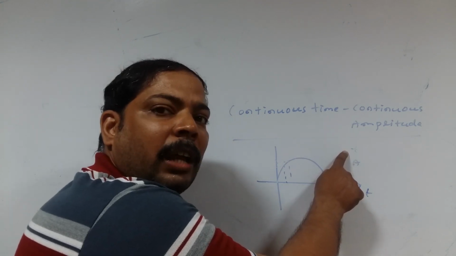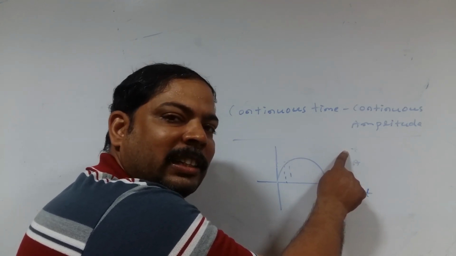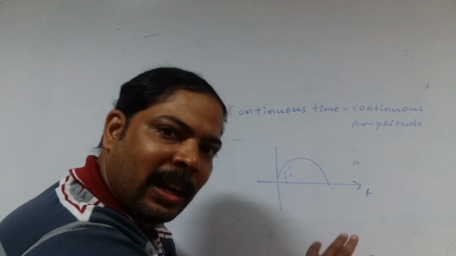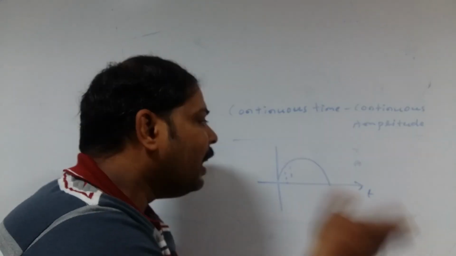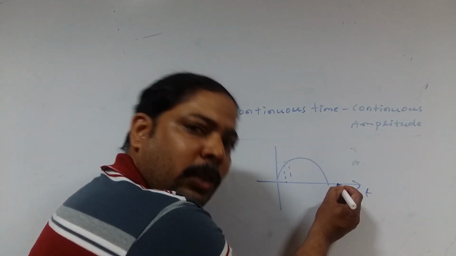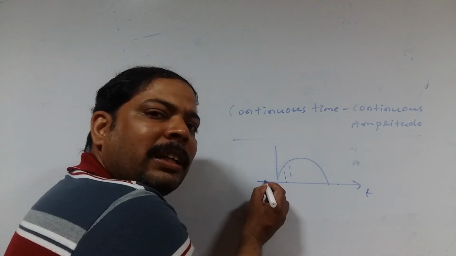Whatever the set you have taken for time, all the time points you have put within that set. And for this signal, all amplitude values are there, all time values are there. That means if the value is not there, we are saying 0. Here the amplitude value is not there, but you can say 0. Here also the amplitude value is not there, you can say 0.